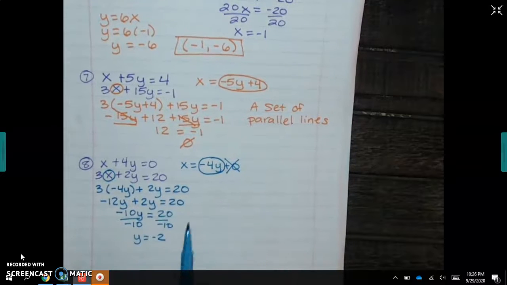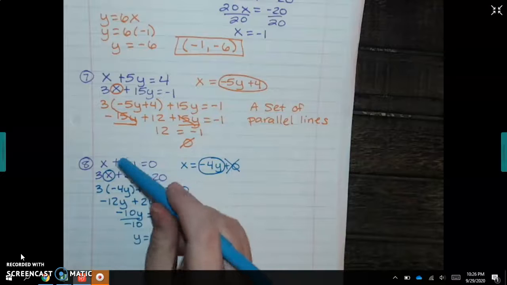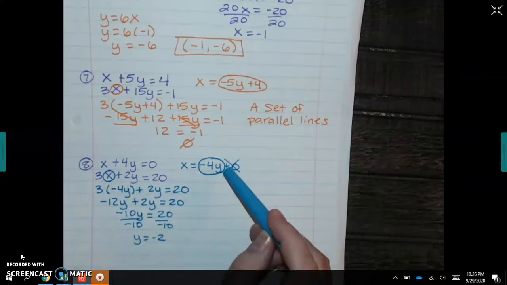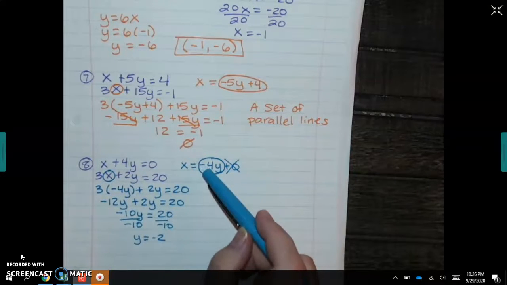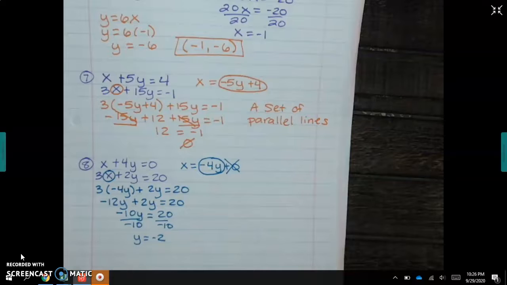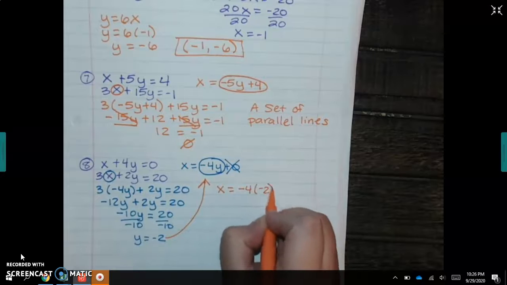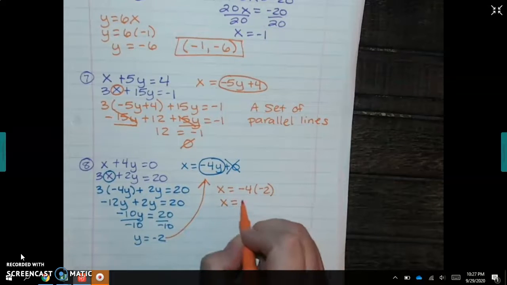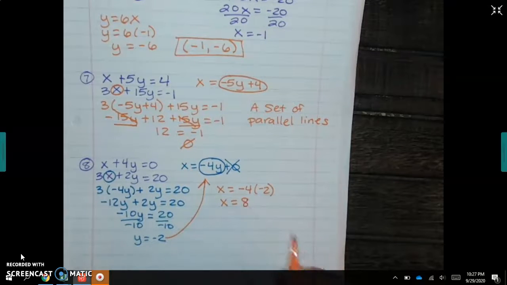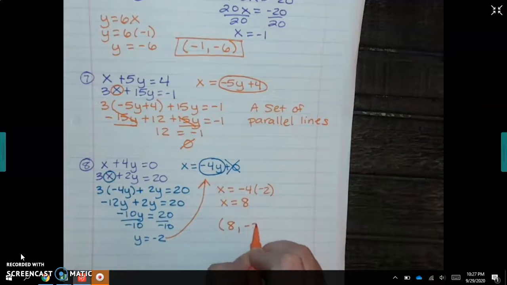Now that you have a value for one of your variables, you're going to take that value and plug it back into one of your original equations. You could, if you would prefer, plug it into this equation here. So I'm going to take negative 2 and plug it in to this equation right there. So that's going to be x equals -4 times -2. That's going to give you an x value of +8. Therefore, your solution to this system would be the ordered pair 8, -2.